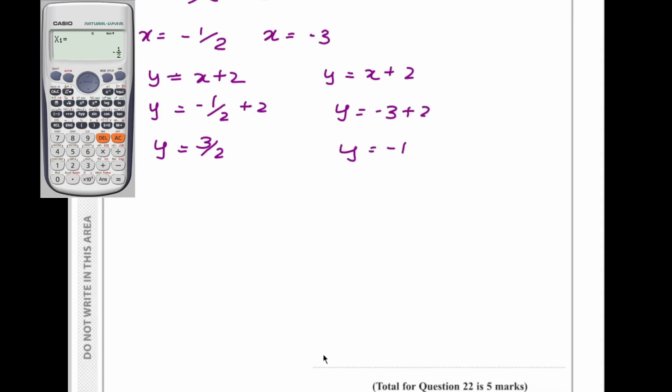Then you have to write the answers in this way: minus half, comma, 3 over 2. Minus 3, comma, minus 1. These are the two answers. You get 5 marks for this one.